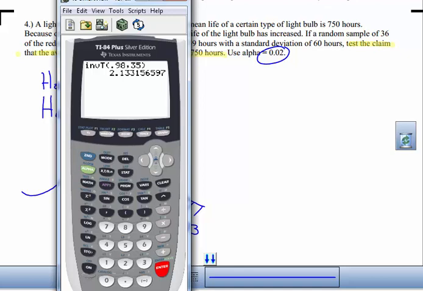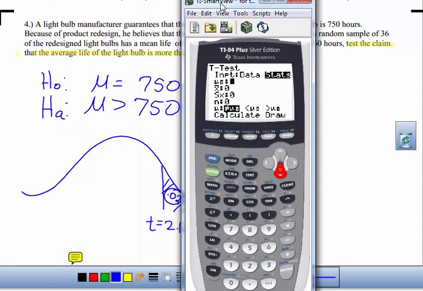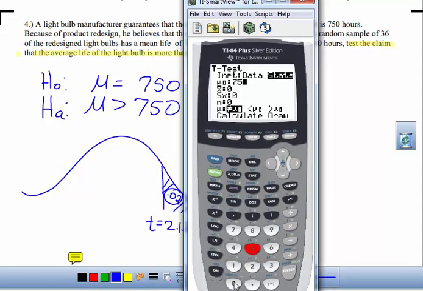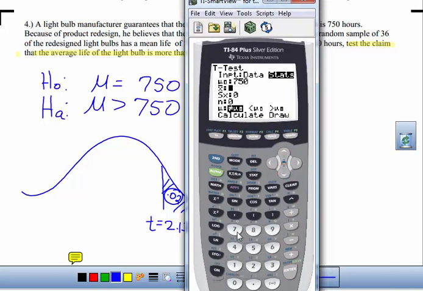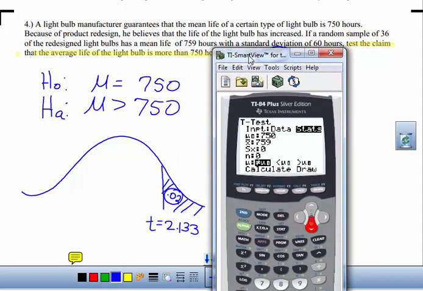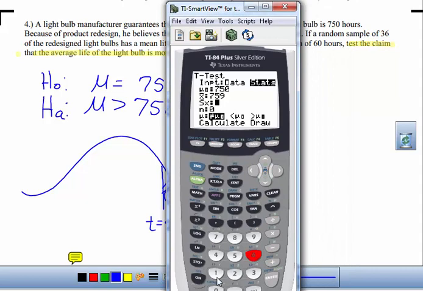So we've already decided that we're doing a t-test. So I'm going to go to stat, test, select number 2, which is t-test. Make sure that stats is highlighted. Our null value, which comes from the hypothesis, is 750. Our x bar is from the sample data, and that is 759. Our sample standard deviation is 60, and our sample size is 36.